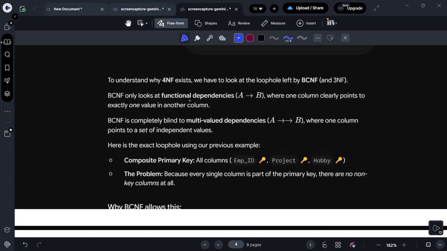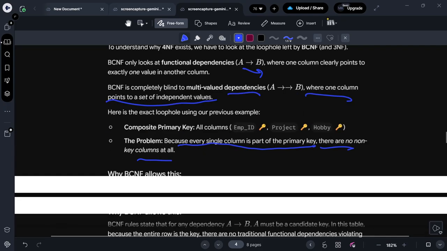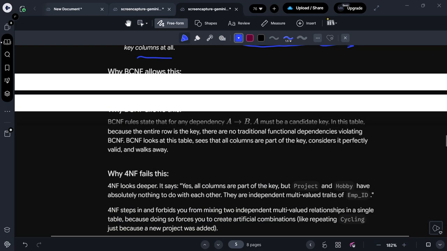So BCNF only looks at functional dependencies, A goes to B, where one column clearly points to exactly one value in another column. BCNF completely ignores multi-valued dependency, where one column points to a set of independent values. So we have composite keys. Because every single column is part of the primary key, there are no non-key columns at all. You don't have any non-key columns.